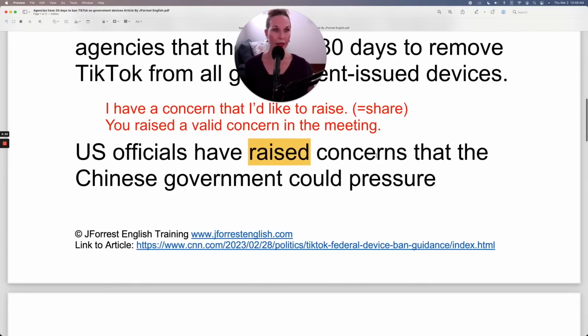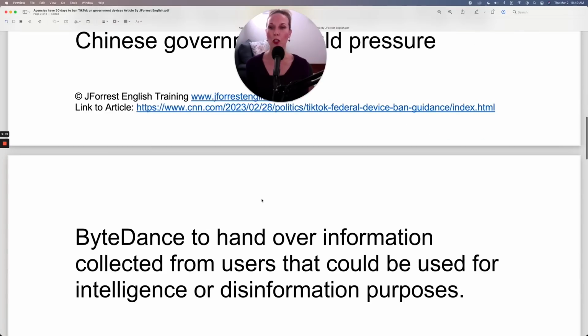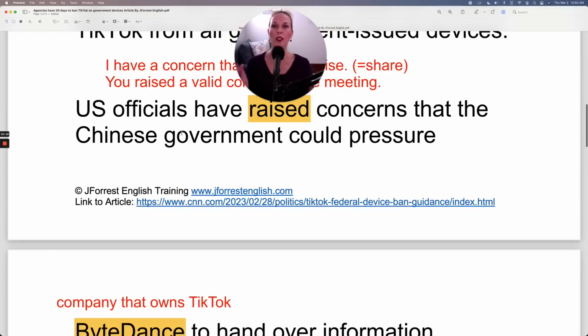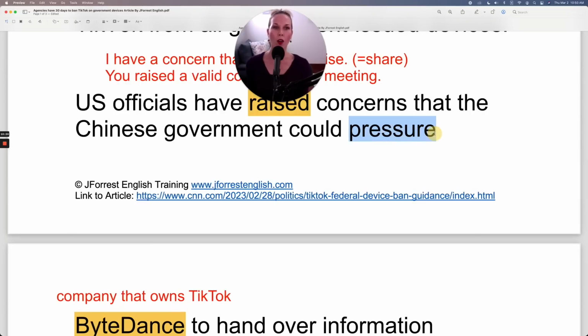U.S. officials have raised concern that the Chinese government could pressure ByteDance. ByteDance, they actually don't explain it in the article, but ByteDance is the company that owns TikTok, if you weren't sure who ByteDance was. The company that owns TikTok. So the Chinese government could pressure ByteDance. When the Chinese government pressures another, it means they try to get them to do something specific.